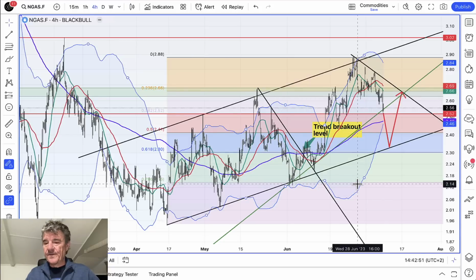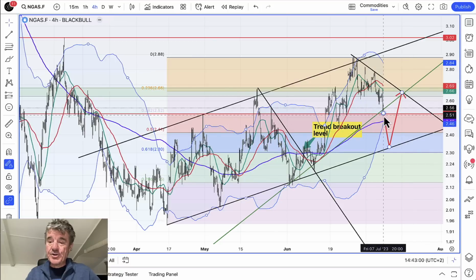To summarize all of this, I think we're going to bounce somewhere between $2.50, which is roughly where we are at the moment, and $2.35, which is where this channel line is, and where we will have tagged the 200 period moving average and the 100 period Bollinger Band.